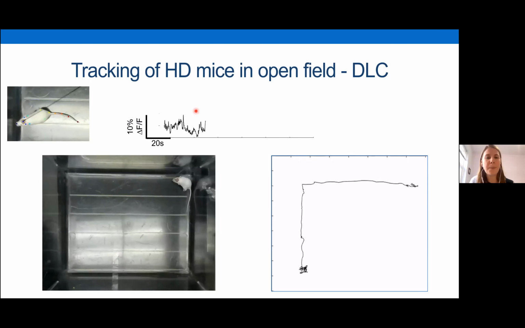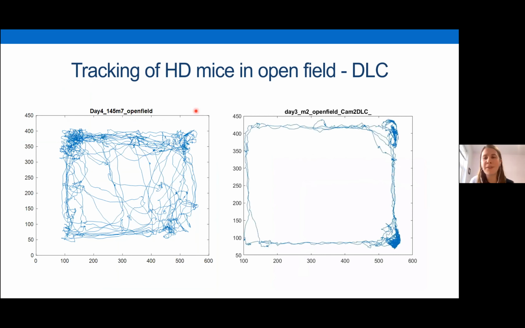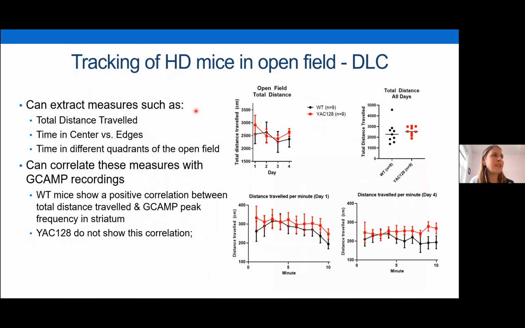And so here's a few different examples of the different kinds of behavior patterns you can see from mice in the open field. Using these coordinates, I've taken the DeepLabCut coordinates and then analyzed them to extract different measures such as total distance traveled, time in the center versus the edges, and time in different quadrants of the open field.